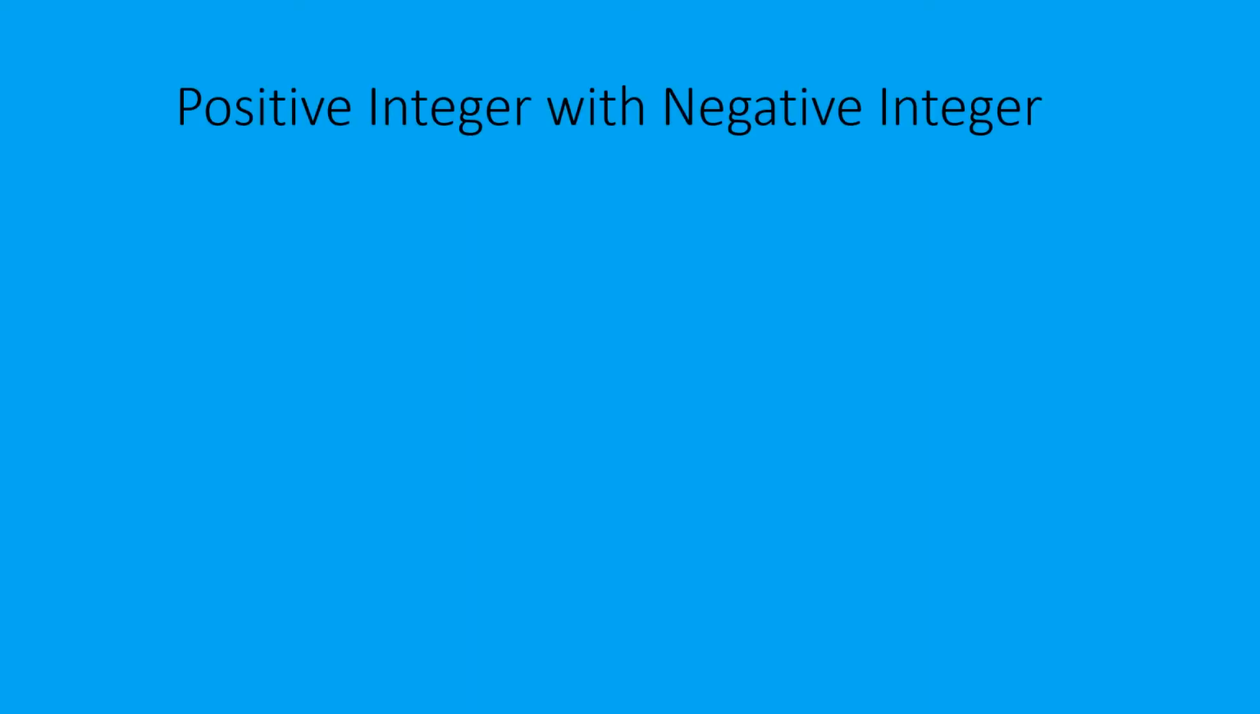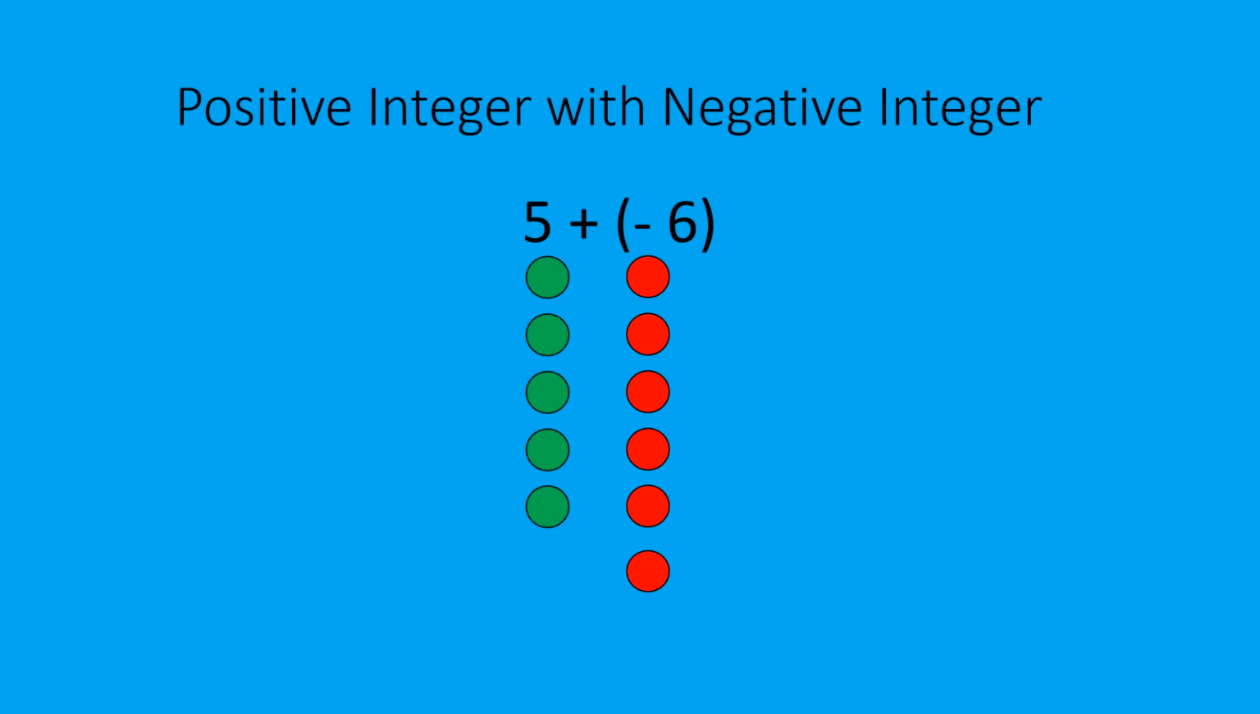Now let's look at addition of a positive integer with a negative integer. So I have taken positive 5, which I will be adding to negative 6. To represent my positive number, I am going to take green balls. For representing my negative numbers, I am going to take red balls. So here I have drawn 5 green balls and 6 red balls.